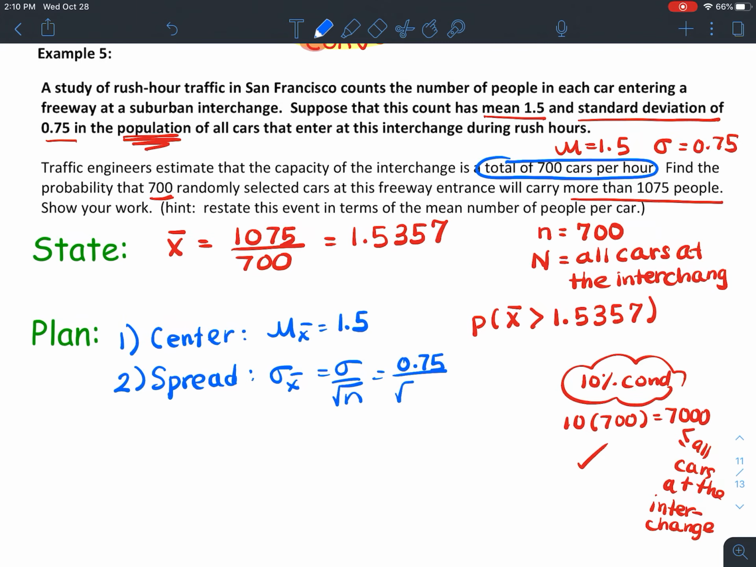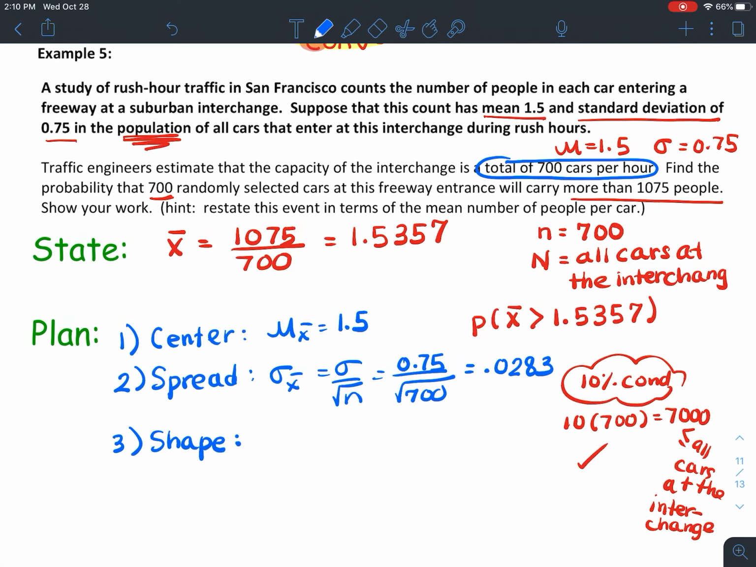The population standard deviation divided by the square root of our sample size gives us the standard deviation for our sampling distribution to be 0.0283. Okay, now we need the shape. We've got to be able to say that this is normal for us to be able to answer this probability question and use normal CDF.